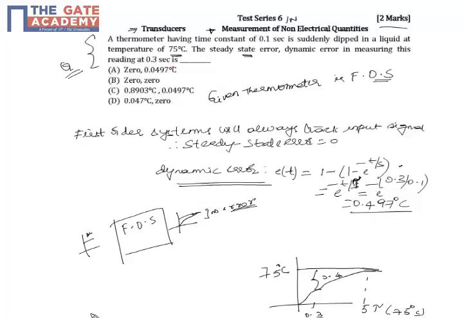So here you can see the nearest option is D. So the correct option is D.